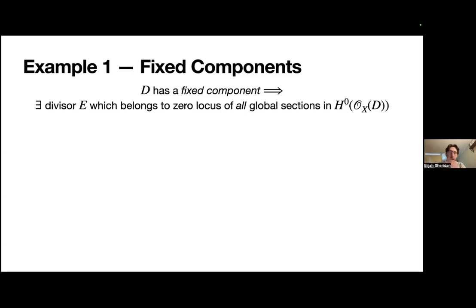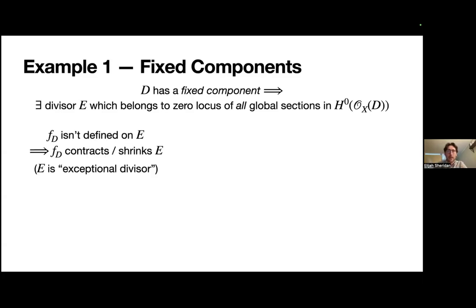First, I want to consider the case that I have some divisor whose divisor class has a fixed component, by which I mean there is some other effective divisor E which belongs to the zero locus of all global sections associated to this divisor. So what does this mean with respect to this map F sub D that I defined? It means that at every single point on this divisor E, the map F sub D maps to the homogeneous coordinates where every single coordinate is zero, which you might recall is forbidden for a projective space. You actually excise the point of all zeros.